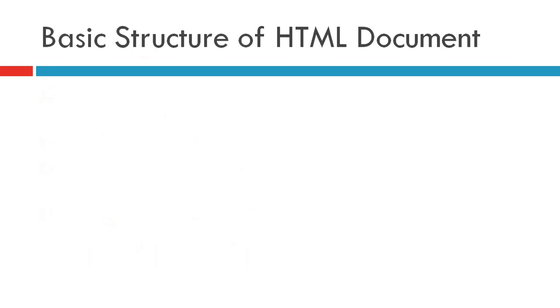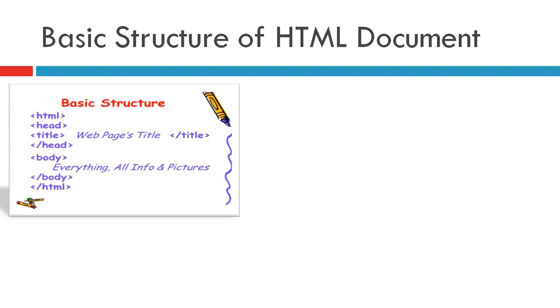Next one, the basic structure of HTML document. So here we can see in this diagram HTML, head, title, web page's title. Now in between this title and closing title, the title which is given will become the title of the document. After the title, we close the head tag. So the first section is completed. After the first section, we start with the next section which is body section.